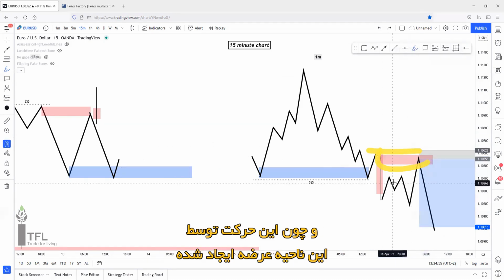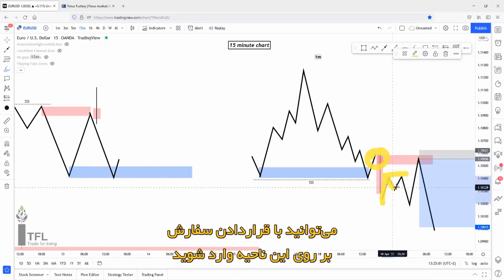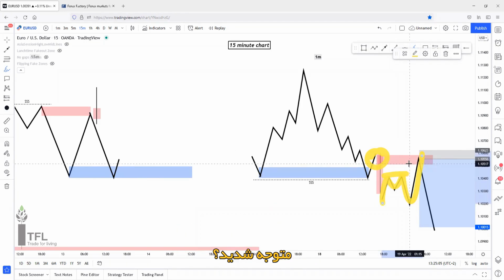And if this movement has been caused by this supply zone, and a good entry criteria is being created for this zone, you'll be able to enter on this zone by a simple limit order. Does it make sense?